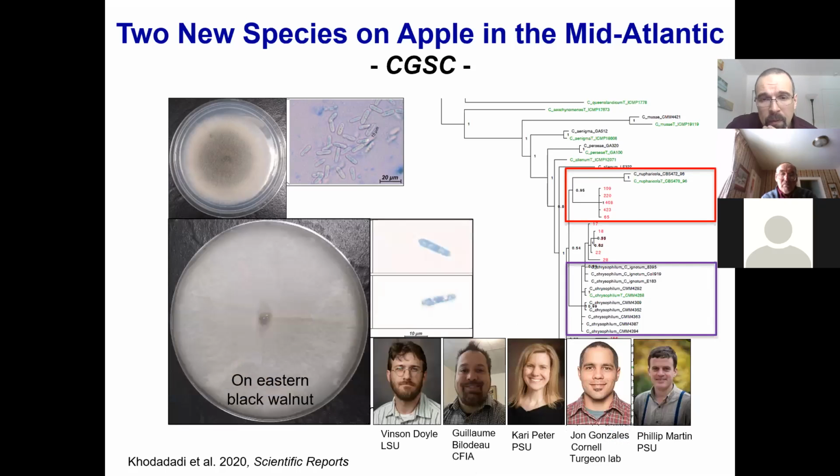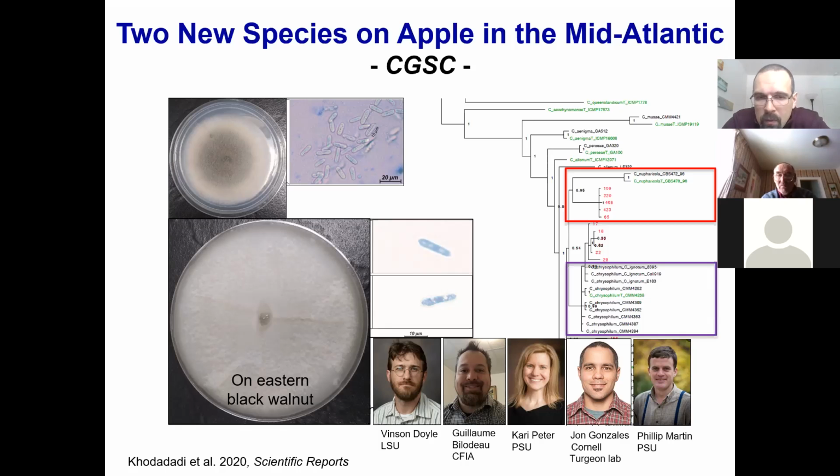So then we teamed up with people from Louisiana State University, Vincent Doyle's lab, who in one publication had just one isolate that he left undescribed, and this isolate matched perfectly to ours. He isolated this fungus from eastern black walnut trees as an endophyte, so not causing a disease, just freely living in black walnut in Oklahoma. And we asked him to send us this isolate.